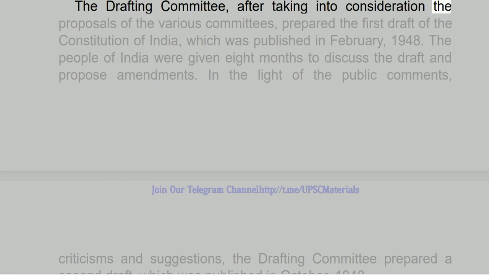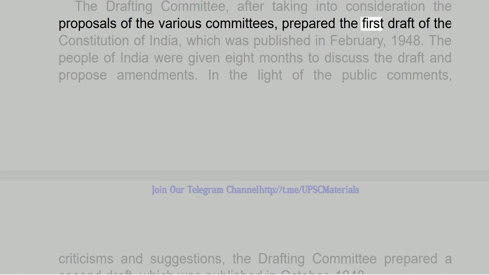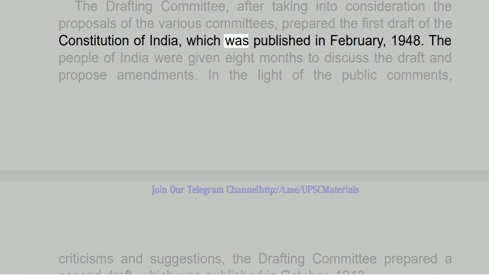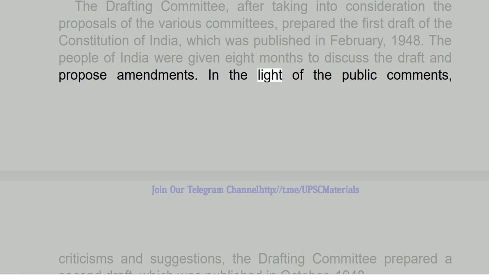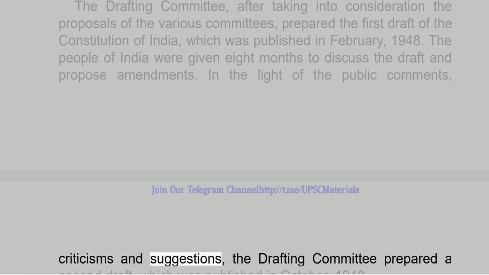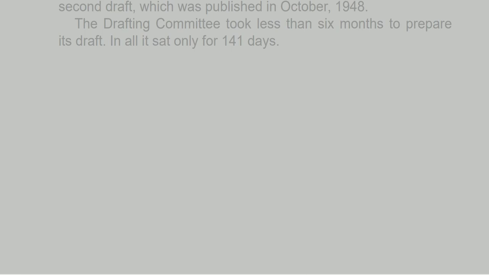The Drafting Committee, after taking into consideration the proposals of the various committees, prepared the first draft of the Constitution of India, which was published in February 1948. The people of India were given 8 months to discuss the draft and propose amendments. In the light of the public comments, criticisms and suggestions, the Drafting Committee prepared a second draft, which was published in October 1948. The Drafting Committee took less than 6 months to prepare its draft. In all, it sat only for 141 days.